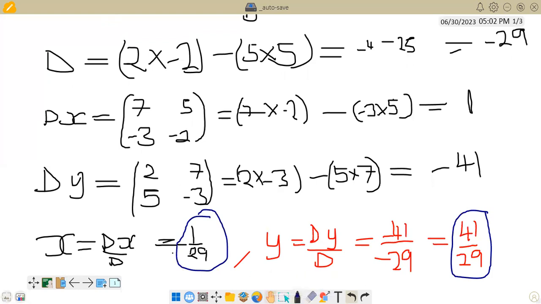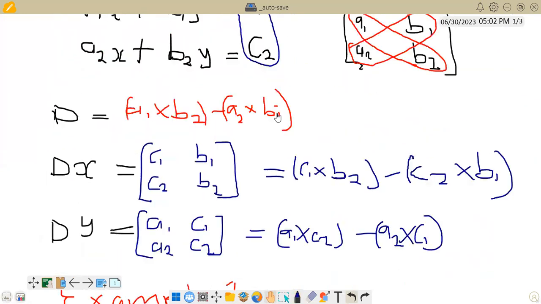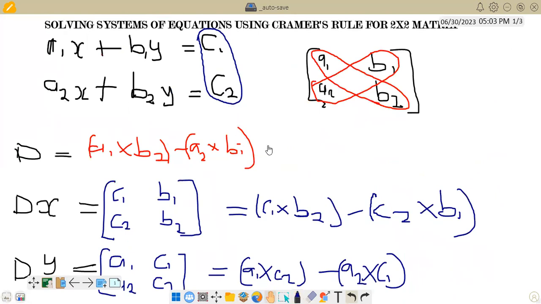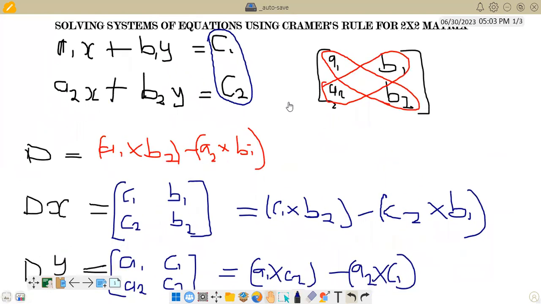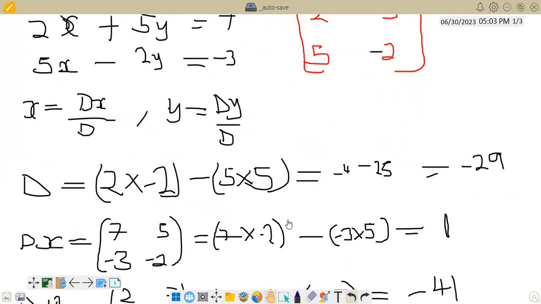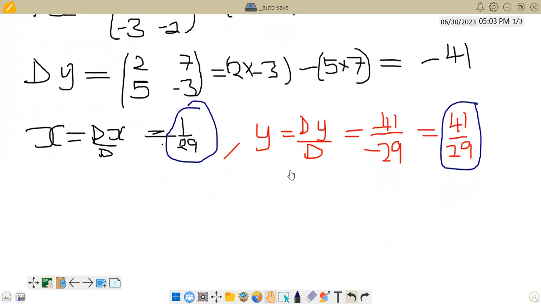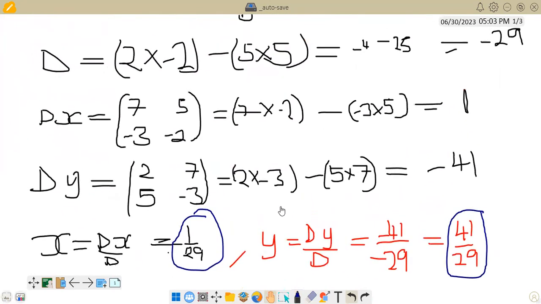But this is how we calculate or we solve systems of equations using Cramer's Rule, but of a 2 by 2 matrix. So in the next session, we are going to do Cramer's Rule involving the 3 by 3 matrix.